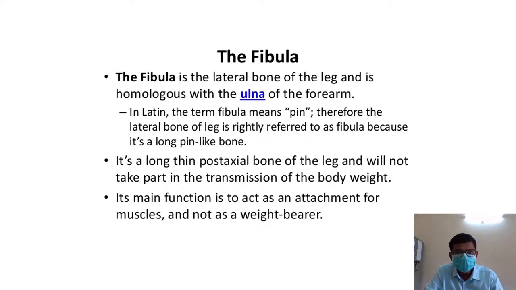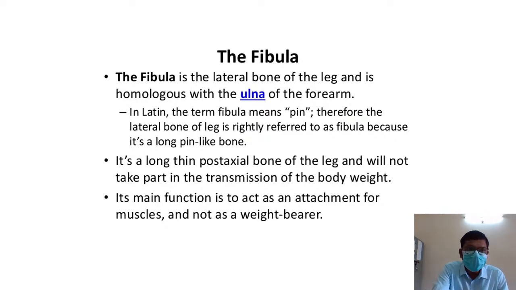Coming to the fibula. The fibula is the lateral bone of the leg and is homologous with the ulna of the forearm. In Latin, the term fibula means nothing but a pin. Therefore, please remember, fibula is not a weight-bearing bone. It is only there to give space for the attachments of the muscles of the leg.